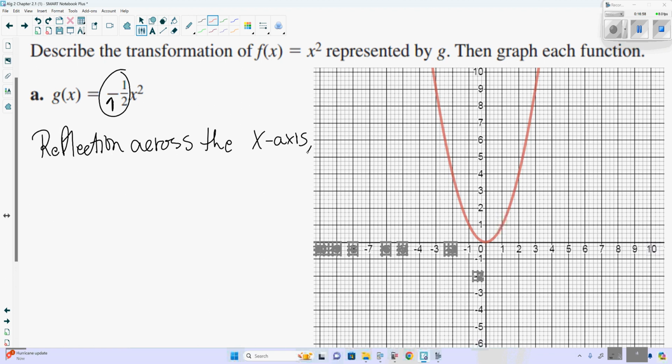Questions about the negative so far? Are we good with the negative? Yes? The 1/2, not the negative, just the 1/2 is talking about a vertical stretch or shrink. If it's inside the parentheses, it's a horizontal stretch or shrink. So here, since the 1/2 is outside, we're talking about a vertical shrink of 1/2. If it's between 0 and 1, it's a shrink. If it's greater than 1, it's a stretch.